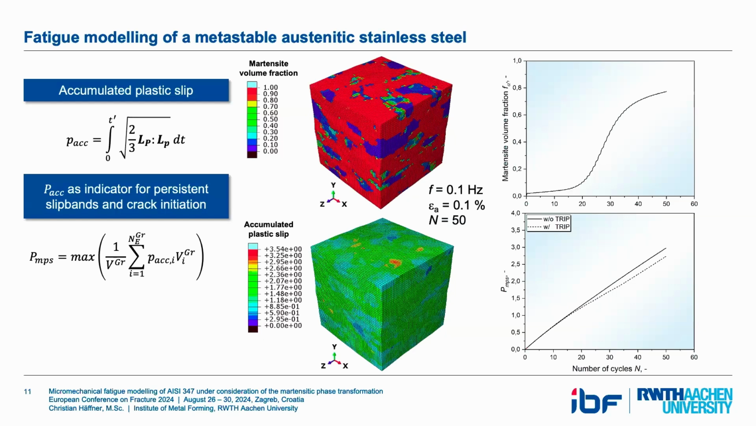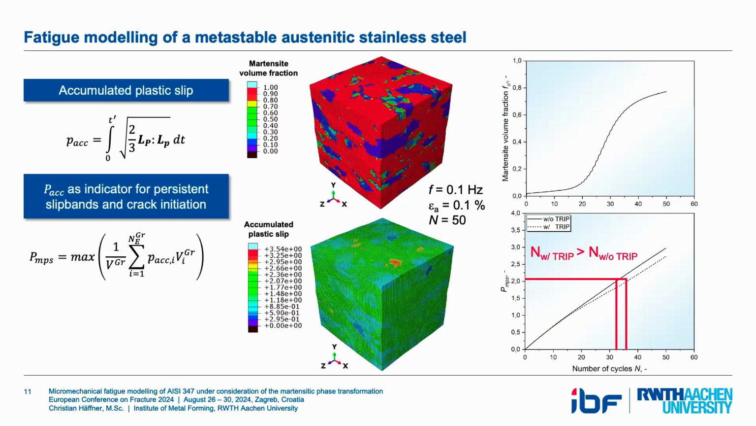And what is usually done to get the number of cycles for crack initiation, usually a critical value of this PMPS value needs to be found. If we now just assume that it's around 2, then we can clearly see that the number of cycles with TRIP is higher than without TRIP. This is also found in literature because of some transformation-induced crack closure, and so on. So these are my results so far. So everything works until now.